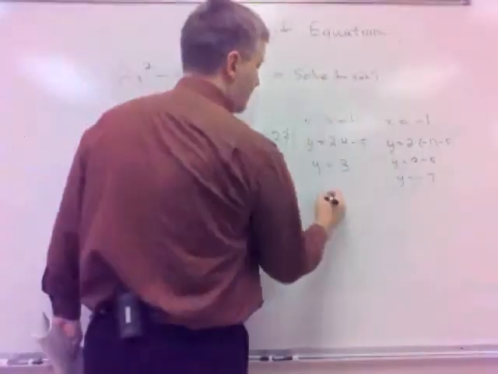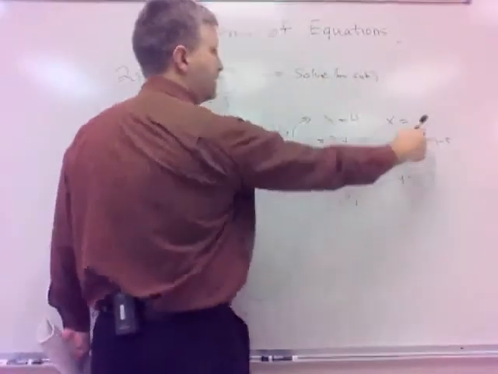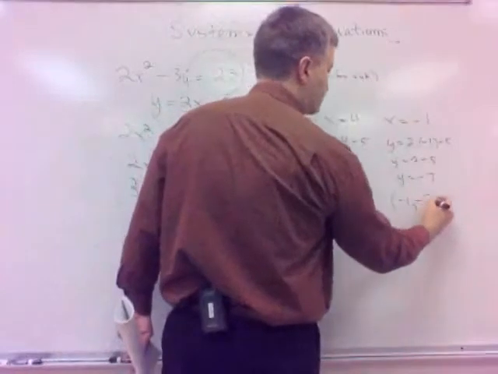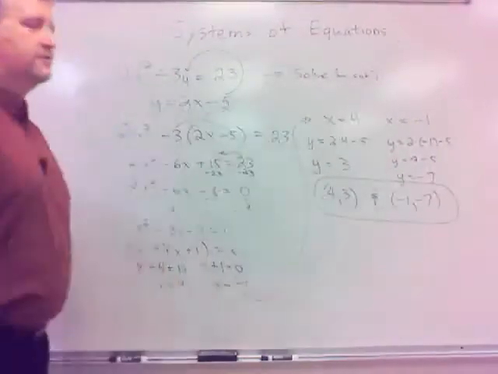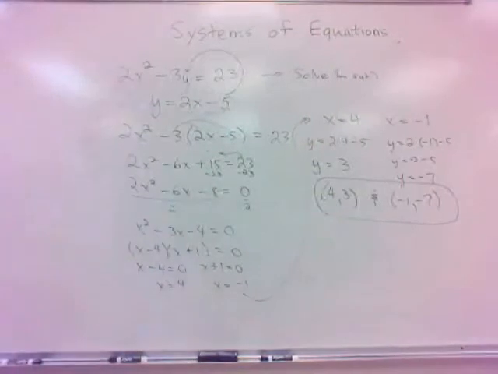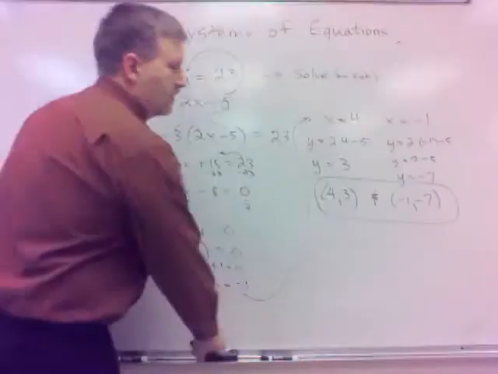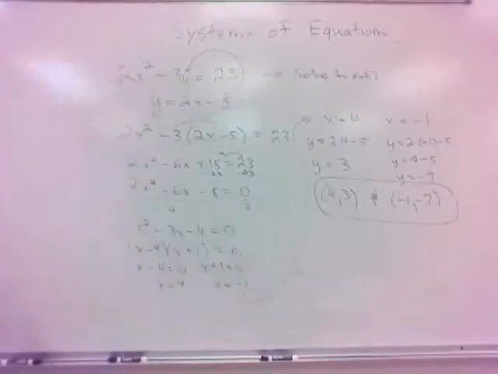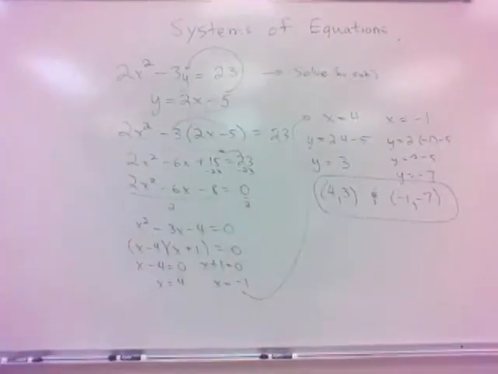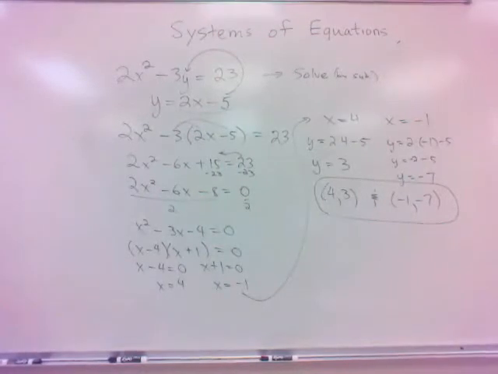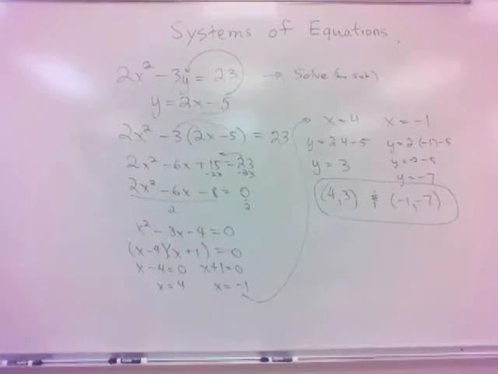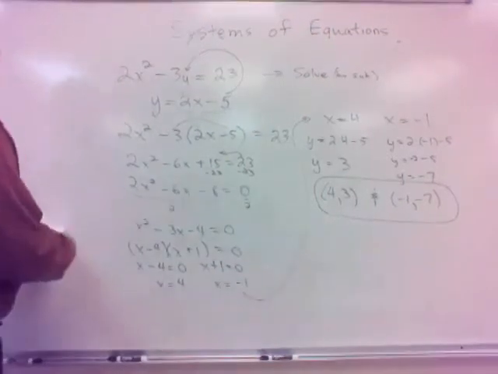So here's what I've got. I've got x is 4, I've got y is 3 then. I've got x is negative 1, I've got y is negative 7. What does that mean? Well, that means I've got 2 solutions to this system. And again, it's because it's the parabola and the line. Those are going to maybe intersect differently. You could get one solution, you could get 2, could get none, like we had before. But in this case, we do get 2 solutions. Is that okay? All right. Let's try another one.